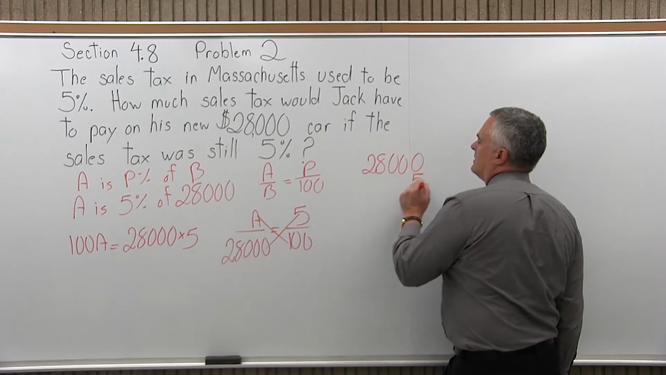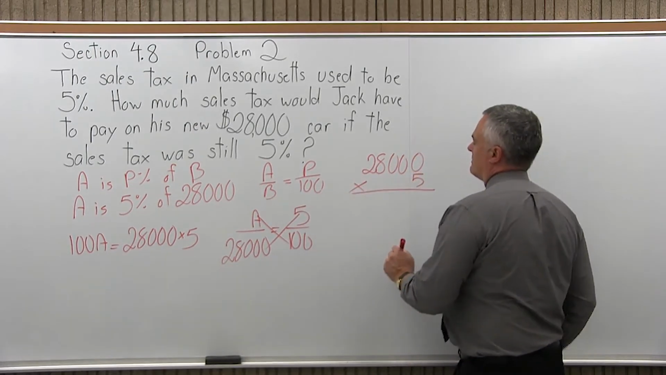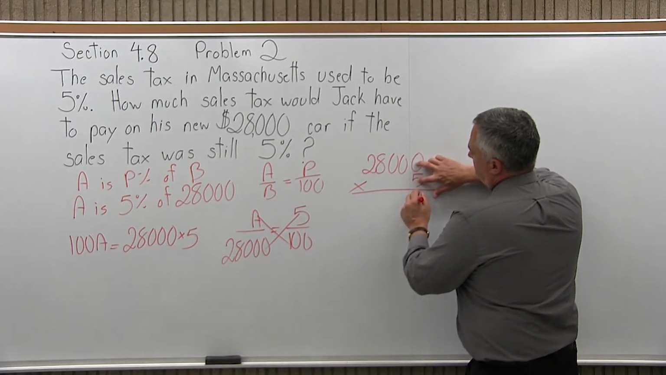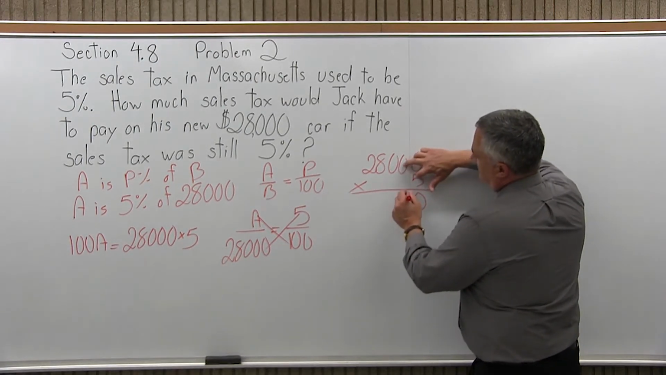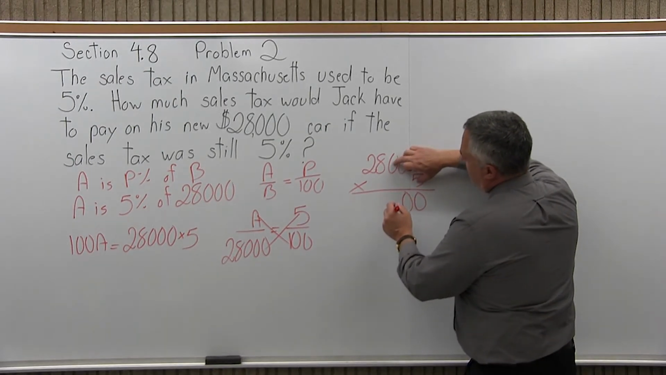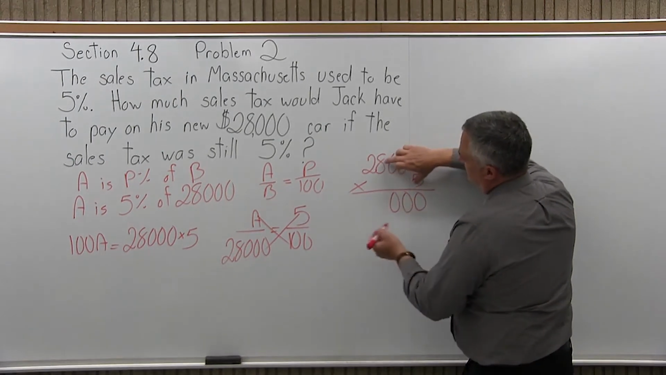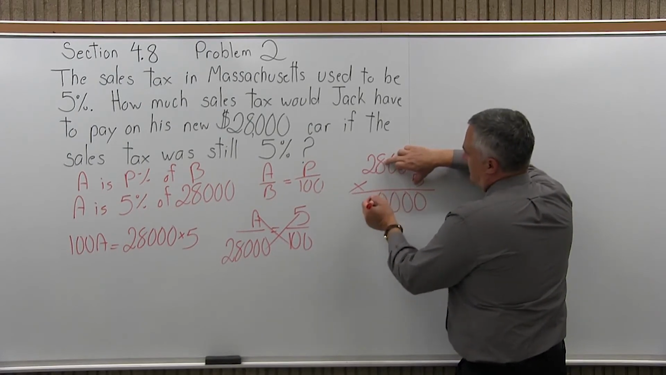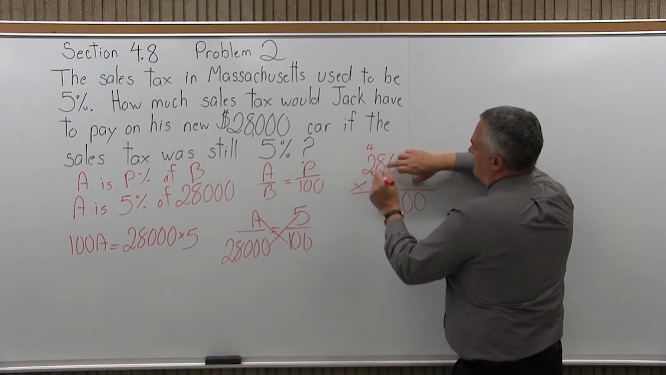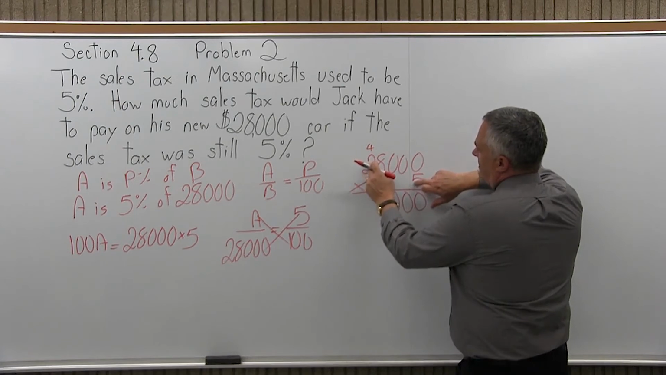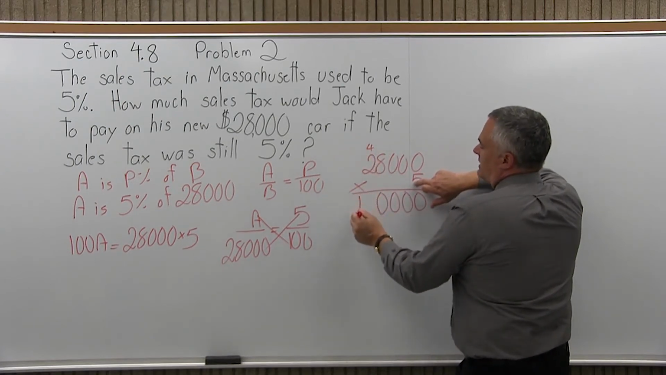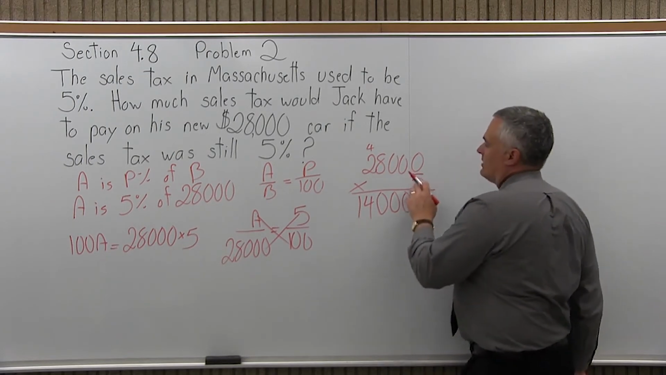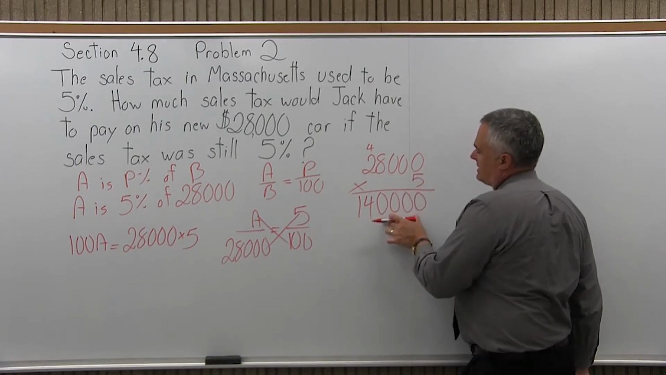28,000 times 5. So since most of them are zeros, it goes pretty quick. 5 times 0 is 0. 5 times the next 0 is 0 again. 5 times the third 0 is another 0. Then we get to the non-zero numbers. 5 times 8 is 40. So you put 0 for the 40, carry the 4. 5 times 2 is 10. 10 plus the 4 more that we carried is 14. Right? 10 and 4 is 14. So now there were no decimals here, so there's no decimals in my answer.